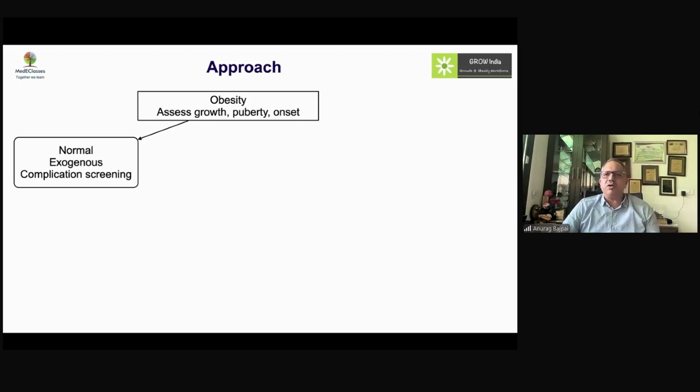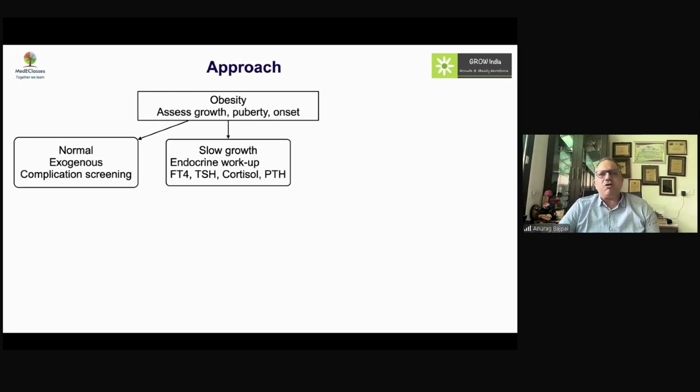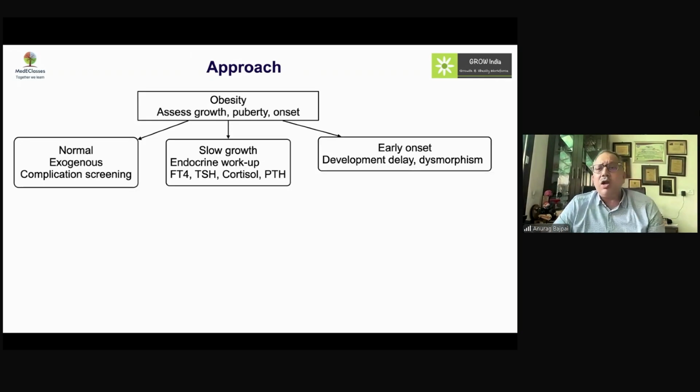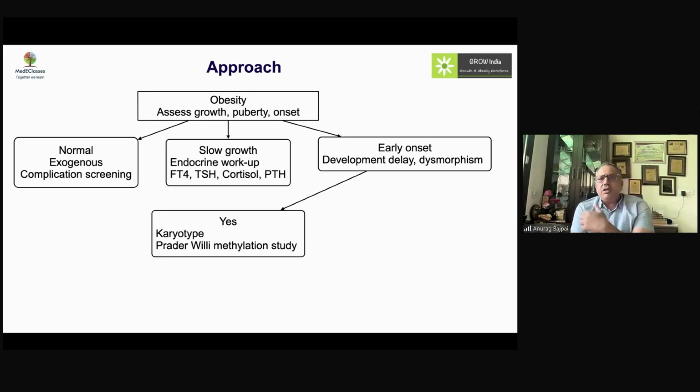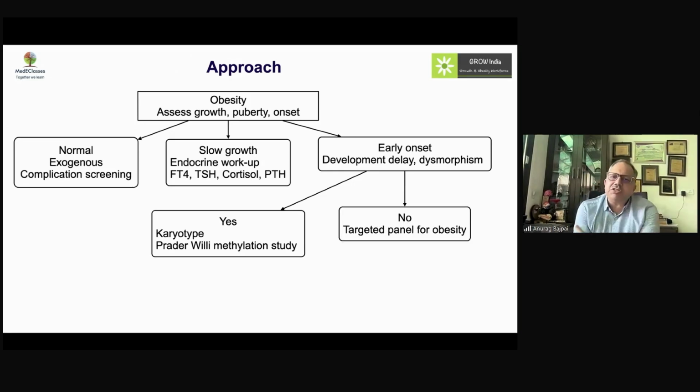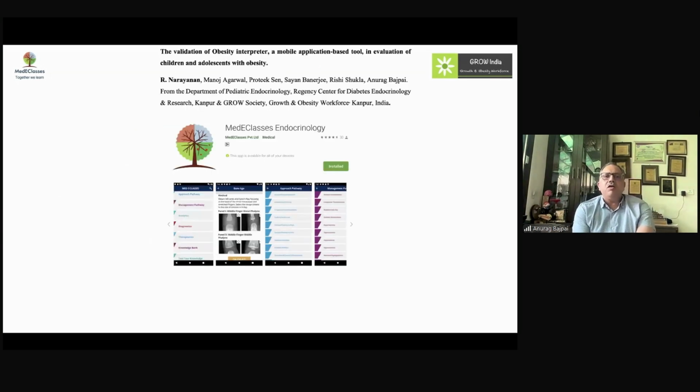Do not do much workup in terms of the cause. Look at complications. If growth is slow, think of an endocrine cause. While if it's a very early onset with developmental delay and dysmorphism, think about genetic causes, consider karyotype, Prader-Willi methylation study. If they are not contributing, think of a targeted panel for obesity.